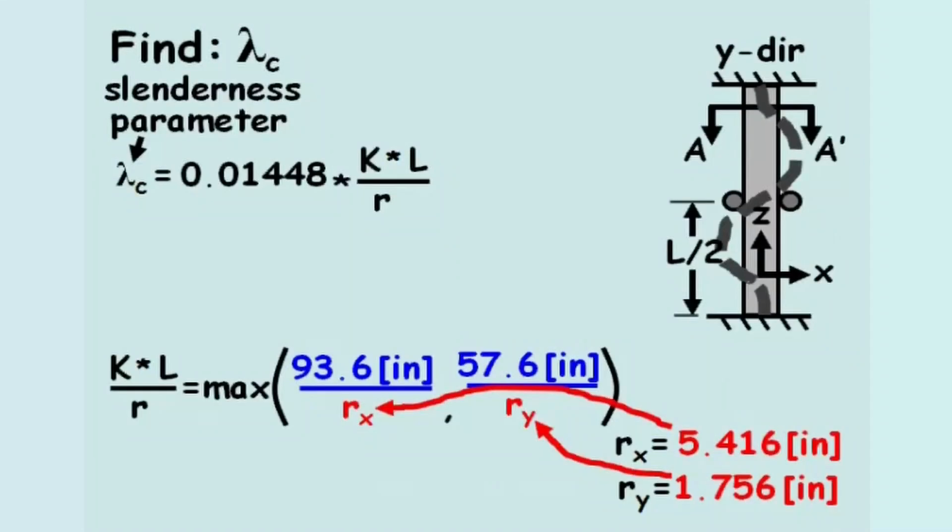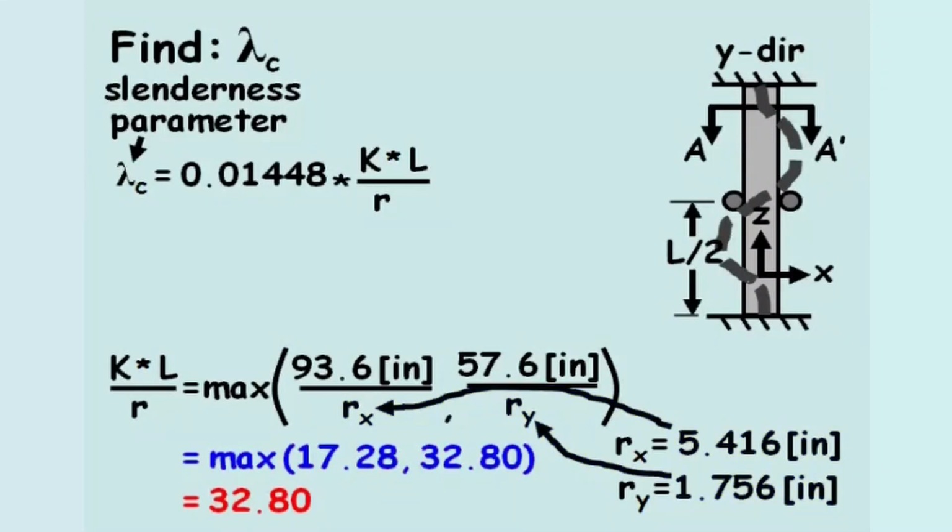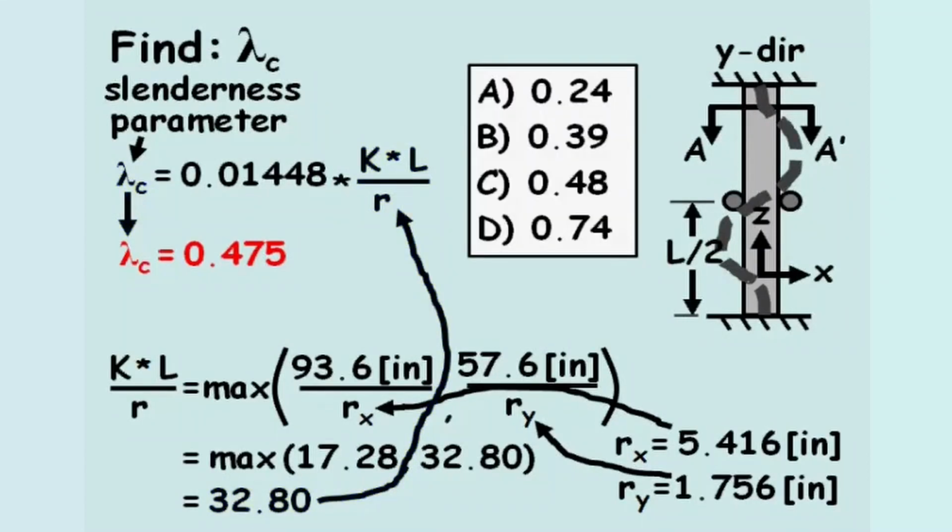Returning to our equation for KL over R, it equals the larger value between 17.28 and 32.80, which is 32.80. Lastly, we can solve for lambda c by plugging in 32.80 for KL over R, and lambda c equals 0.475. When looking over the possible solutions, the answer is C.